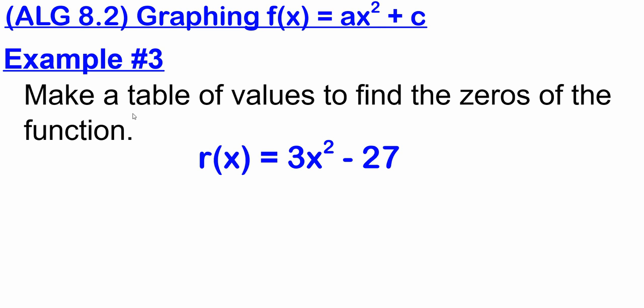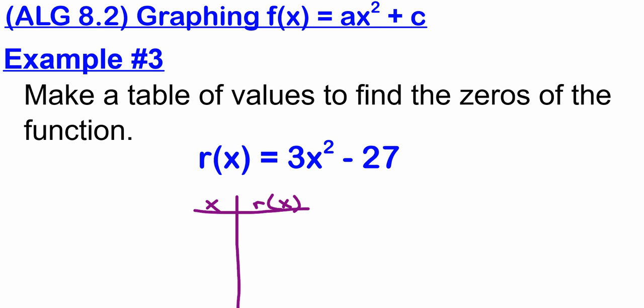In example 3, it says make a table of values to find the zeros. Again, we're looking for the x-intercepts to find the zeros of the function. So here, make a table of values. Okay, so I'm going to have an r of x table. And ultimately, what I'm looking for are x-intercepts.